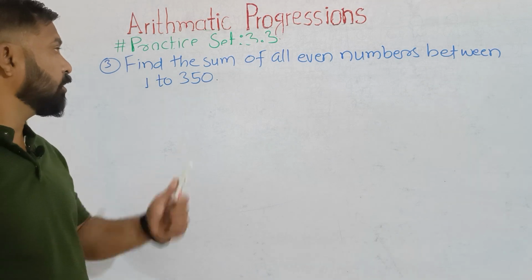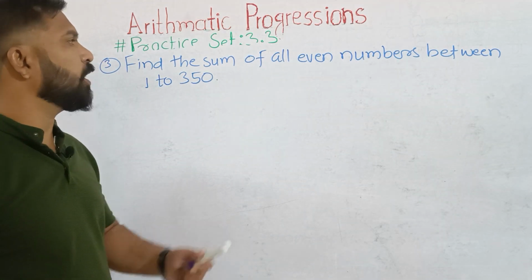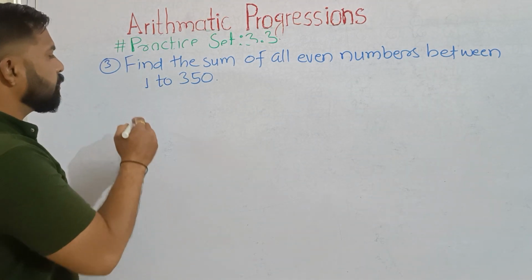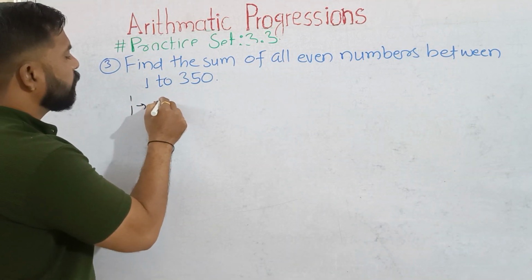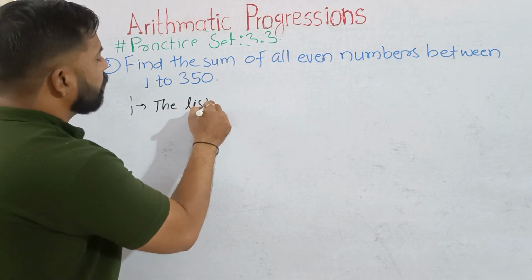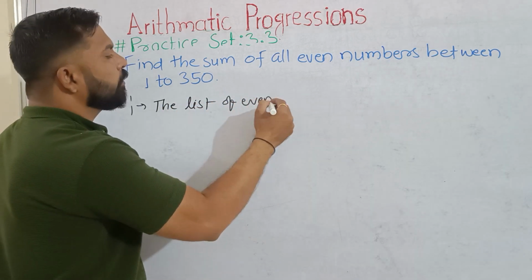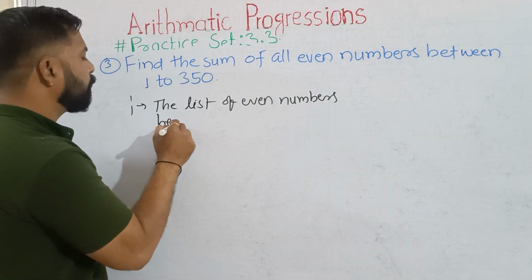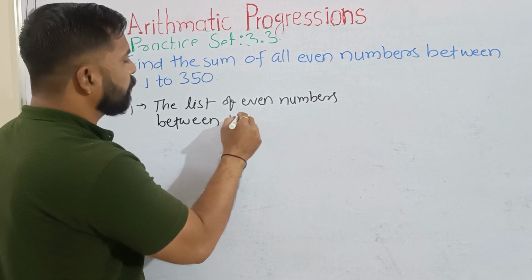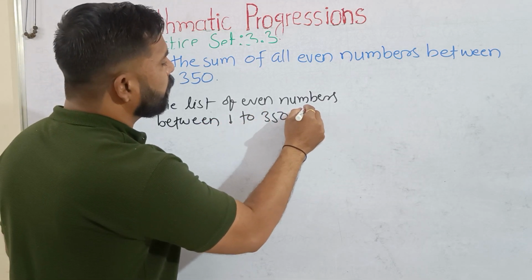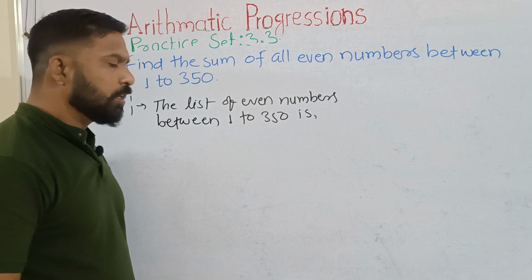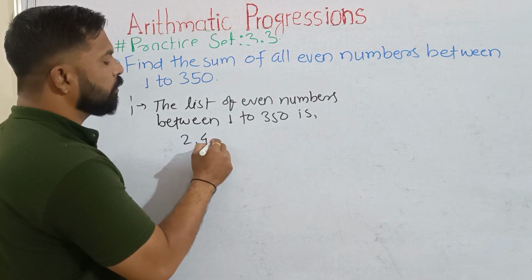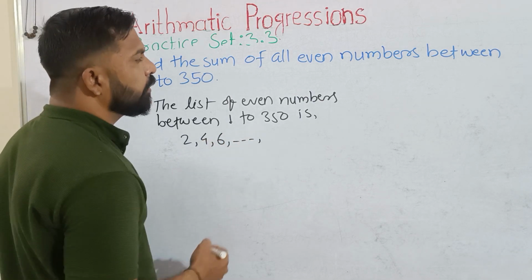Friends, now we are going to solve the third question, in which they are asking us to find the sum of all even numbers between 1 to 350. So in our answer we have to write at first the list of even numbers between 1 to 350. What is the list of it? 2, 4, 6, and so on.